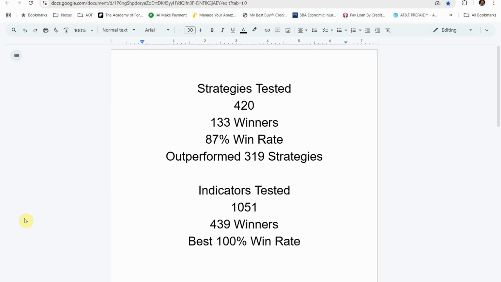Alright, as I said, today we will be testing a crypto scalping strategy. Before we do though, I wanted to put the testing scoreboard up for everyone to see. So to date, we have tested a total of 420 different strategies with 133 of them being winners. The best one so far was able to achieve an 87% win rate. That was achieved using the Academy of Forex indicator. And so far, since we've been keeping track, it has outperformed 319 of the other strategies that we have put it up against, every single one so far. We've also tested a total of 1,051 indicators with 439 of them being winners.